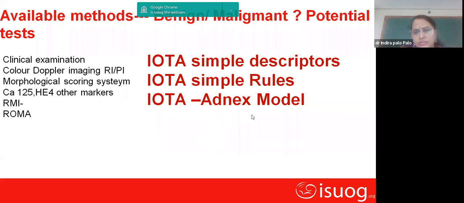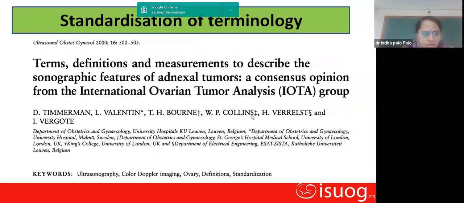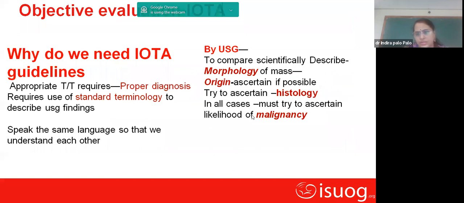Now, the potential to diagnose benign and malignant is mostly achieved by the IOTA simple descriptors, IOTA simple rules, and the IOTA ADNEX model. Thanks to Timmerman et al. for standardizing the terminology for describing the morphology of an adnexal mass, using definitions to describe the sonographic features of adnexal tumors. They have given us a consensus opinion, the International Ovarian Tumor Analysis, to help us determine whether the mass is benign or malignant.